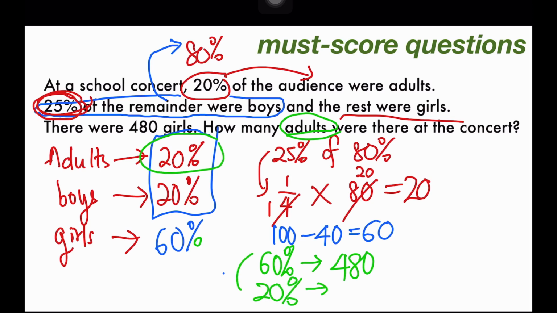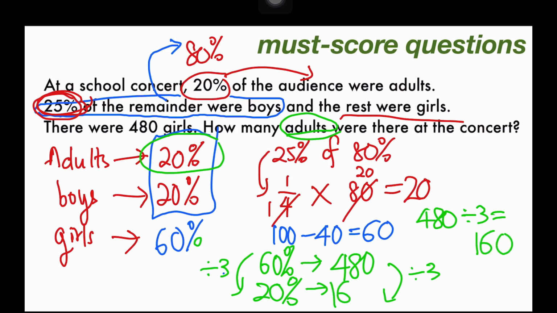So I know that 60 divided by 3, I get 20. So on the other end, I will just divide by 3 as well. So 480 divided by 3, no calculators allowed. So you have to do the arithmetic by the side. I will get my answer as 160. There are a total of 160 adults.